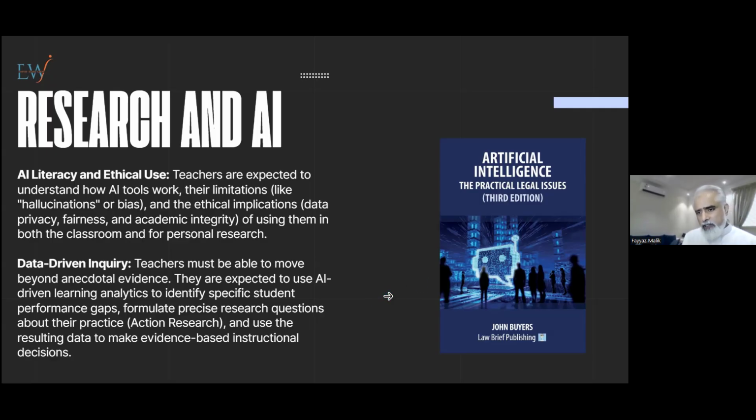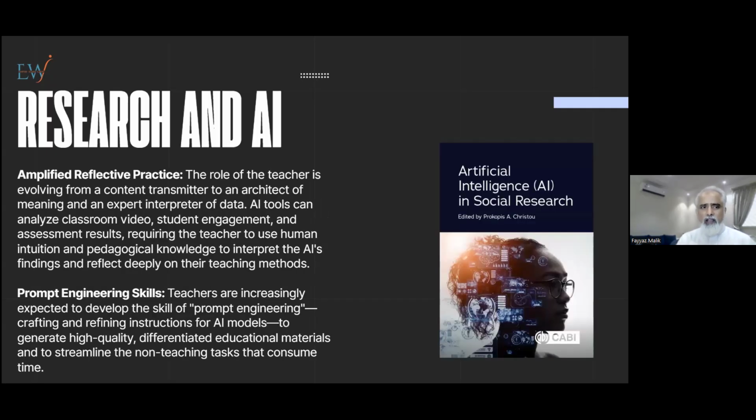This is a complicated situation, which has a very blurry, very thin line between authenticity and over-reliance. So AI literacy, ethical use, and data-driven inquiry, there cannot be any other time more appropriate for that. So reflective practices can work better with the AI.